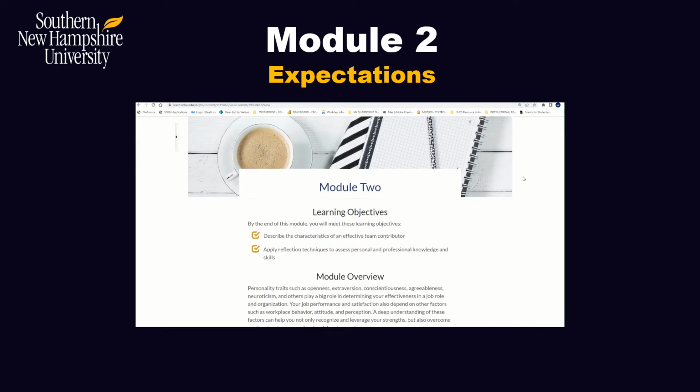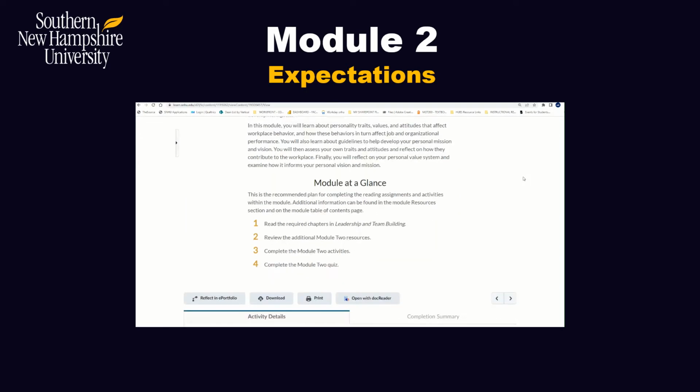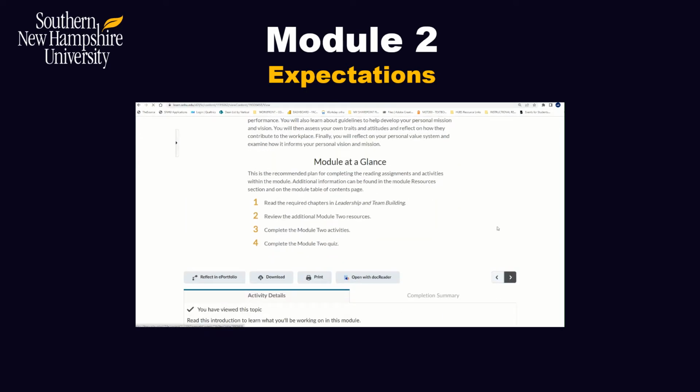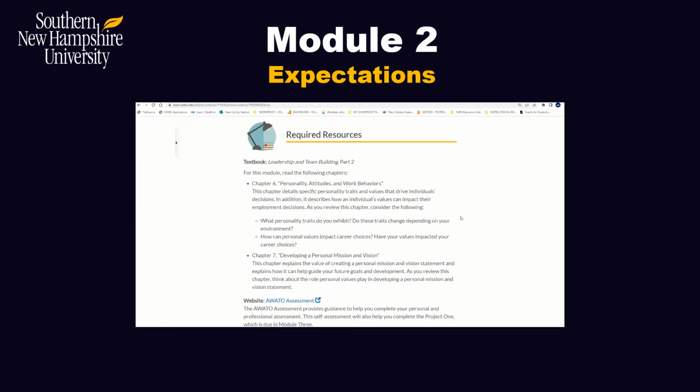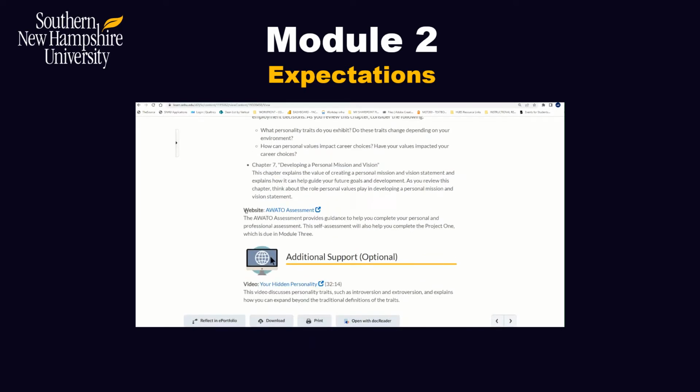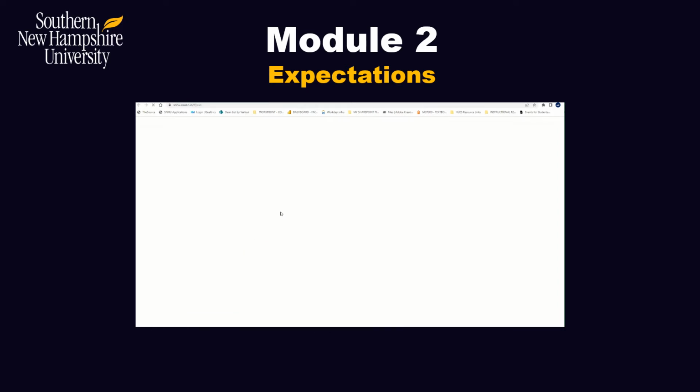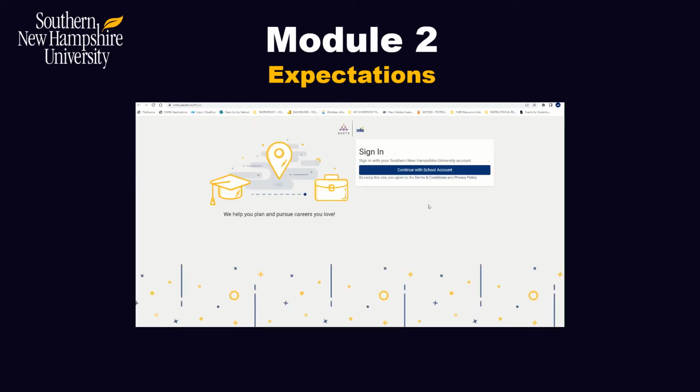And so the introduction will go into what it is that you'll be learning in this particular module. And then it's going to tell you what your required resources are. So this week you'll be reading Chapter 6 and Chapter 7, and then you'll be taking what is called an Away to assessment. So you do need to take that. You're going to click on to the assessment link. It is going to take you to this screen, and then you're going to sign in with your SNHU account. So the information that you use for your user ID and password.